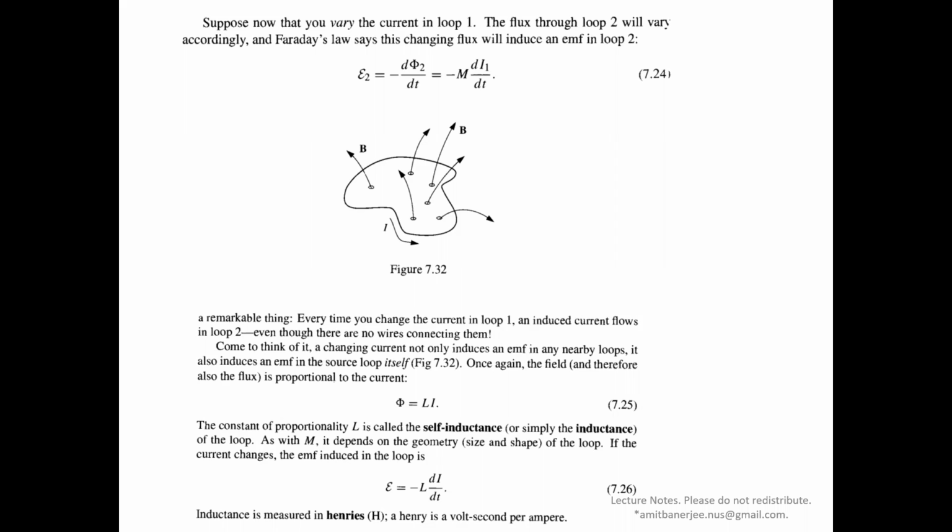Now, a changing current not only induces an EMF in any nearby loop, it also induces an EMF in the source loop itself. This is an important concept. It's called self-inductance. Once again, the flux is proportional to the current, so psi will this time be L times I, where L is the self-inductance, the proportionality constant in this case. As with M, the mutual inductance, it depends on the geometry, size, and shape of the loop. If the current changes, the EMF induced in the loop, as we figured from the top, will be minus L dI by dt.